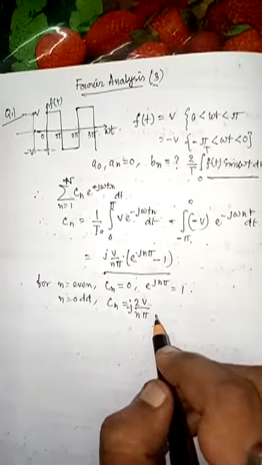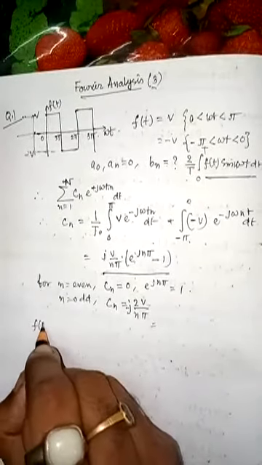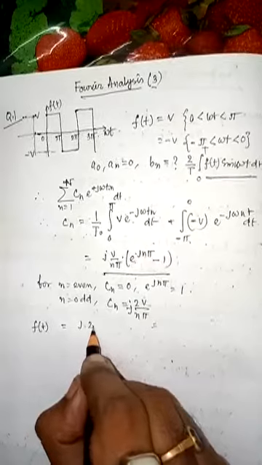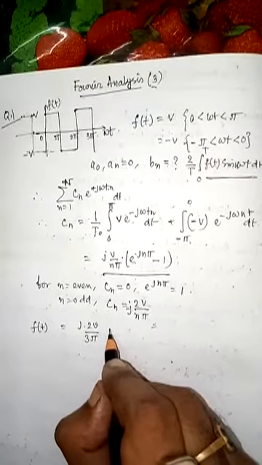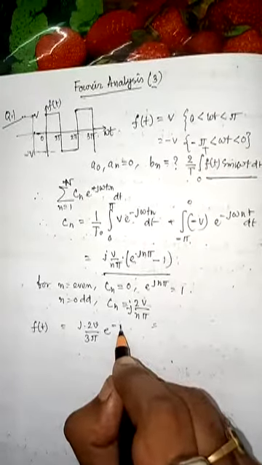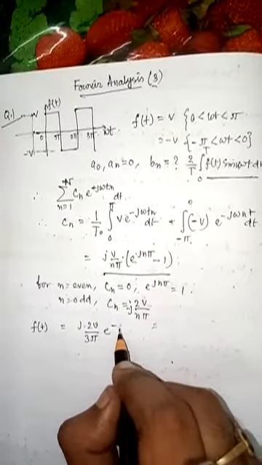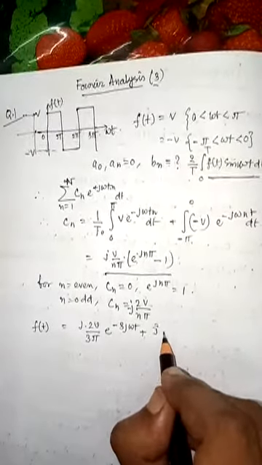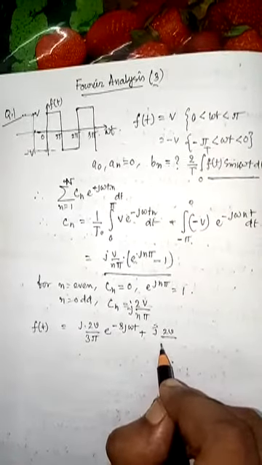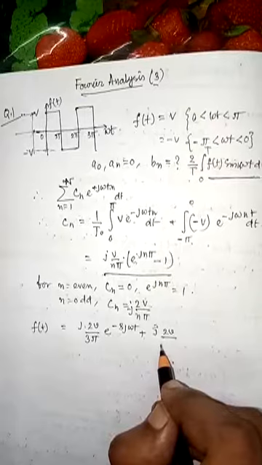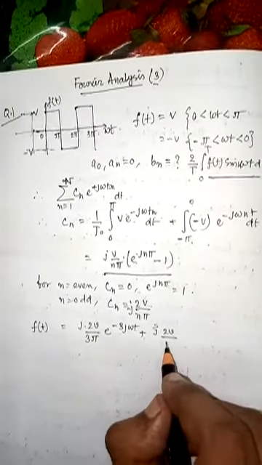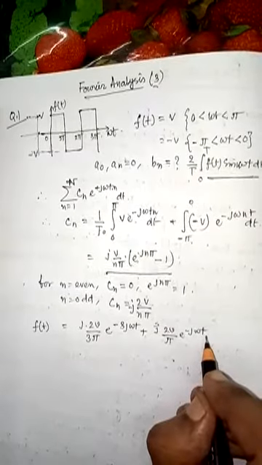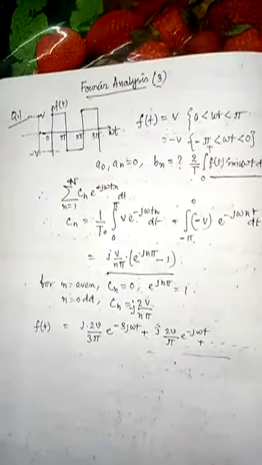So if you use this Fourier series, what is the final expression? f(t) can be evaluated as j 2v by 3 pi e to the power minus j 3 omega t, and again the next one, j 2v by pi with e to the power minus j omega t, and so on in this way.